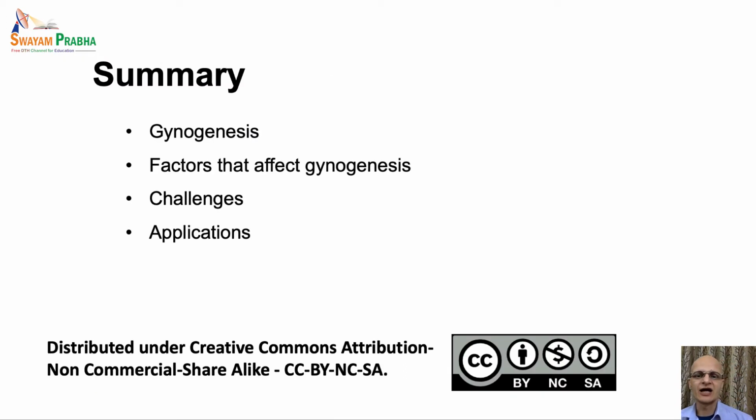In this lecture, I will discuss the production of haploid plants through in vitro gynogenesis, that is, from the female gametophyte, various factors that affect gynogenesis, then what are the major challenges for the improvement of the technique of gynogenesis or its establishment in the plants where it has not been done yet, or the plants which are recalcitrant for gynogenesis, and finally the various applications of the gynogenic haploids.